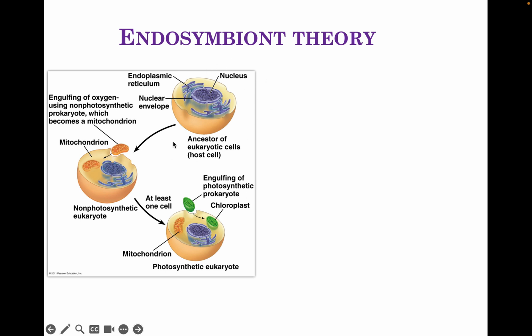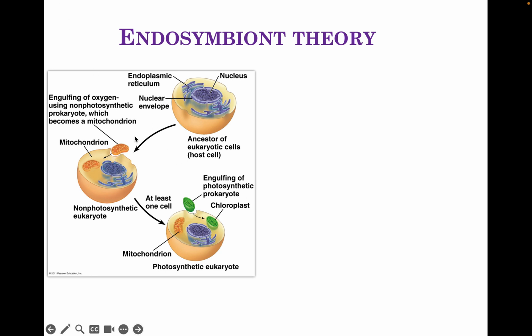So if we have an ancestor to all eukaryotic cells here, if this ancestor cell engulfs a non-photosynthetic prokaryote, which becomes a mitochondria, like if it goes to eat it but instead of digesting it, it just lets it live within the cell, then the cell can begin to reap the benefits of having that mitochondria do cell respiration for it. We'll learn more about cell respiration in an upcoming video, but it's the source of energy, or how you get energy from the food you eat. So it's very important.